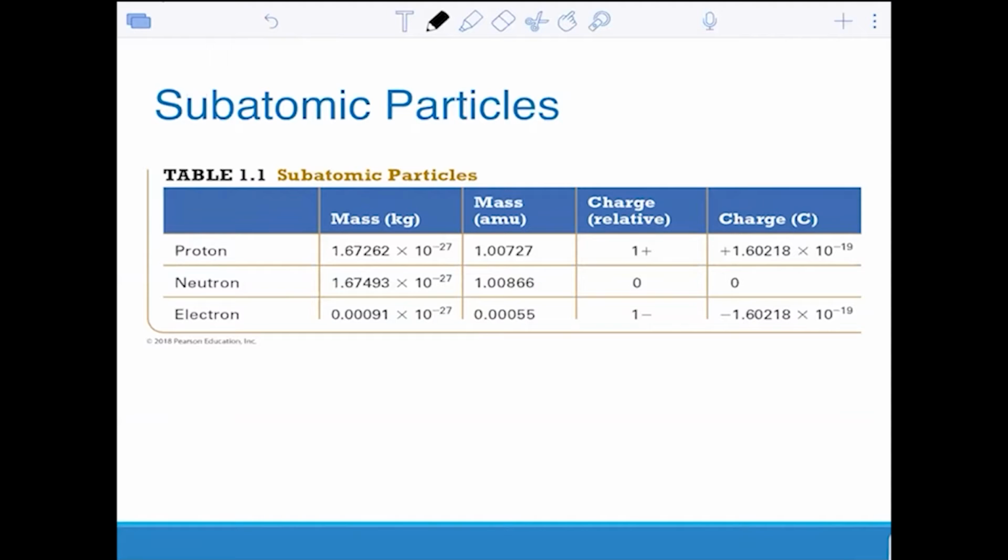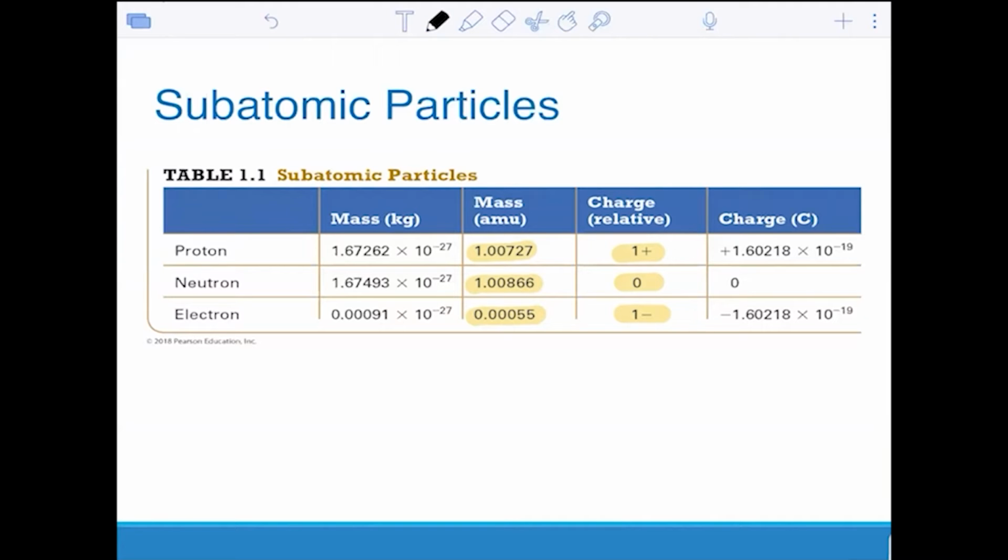There was a calculated charge in coulombs, which is again an SI unit, but instead of having that 1.6 times 10 to the negative 19 as the charge in coulombs, we'd rather have just a relative charge. So the numbers that we will use most often are the AMU units and the relative charge units. The relative charge is a unitless value: +1 for the proton, -1 for the electron, and 0 for the neutron.